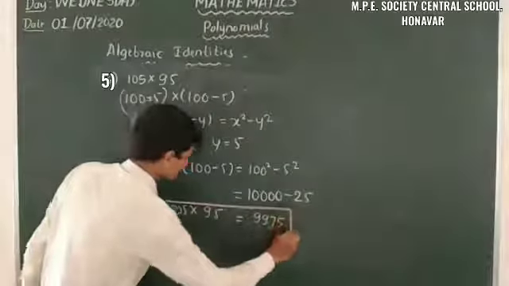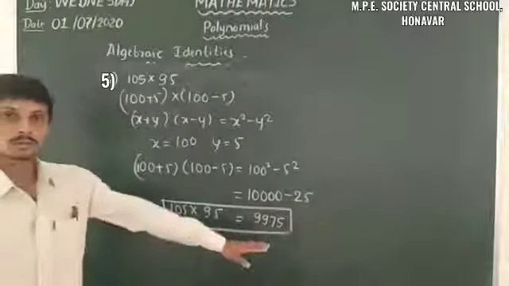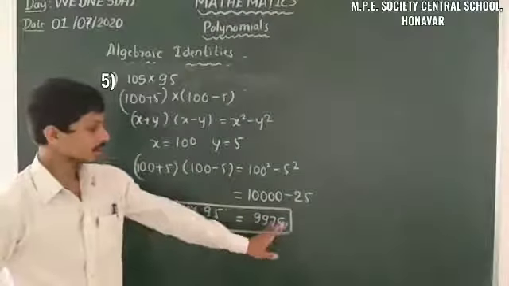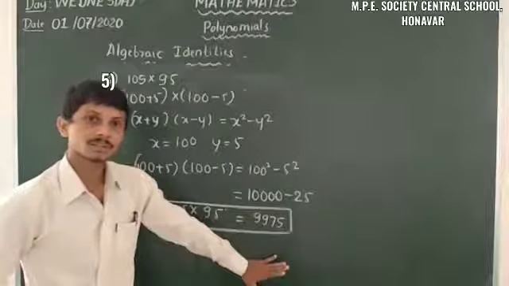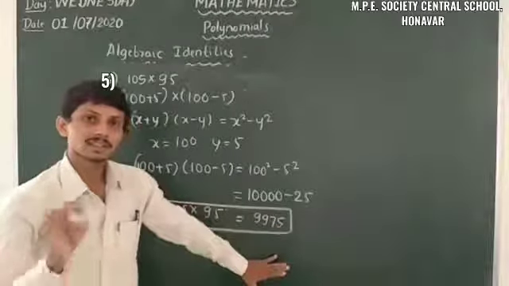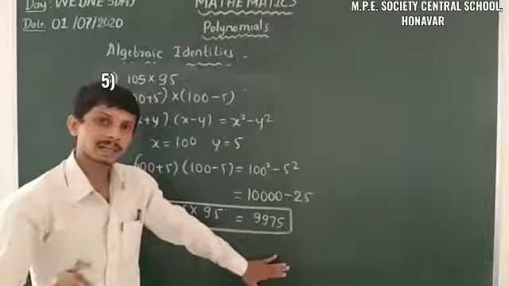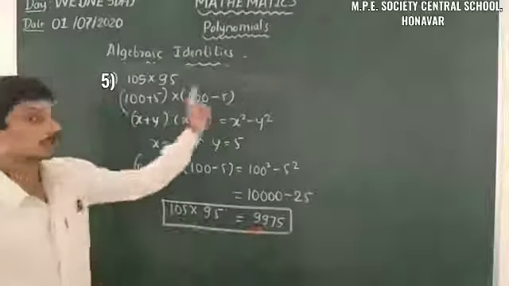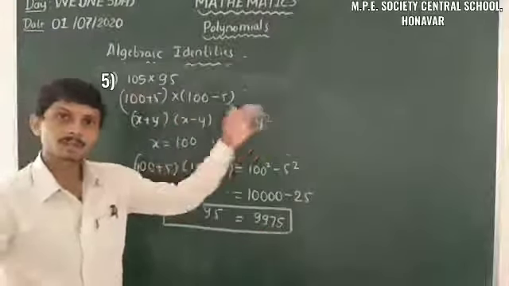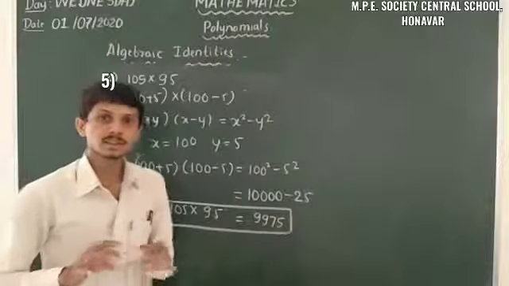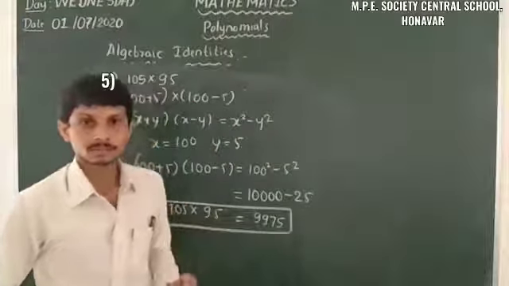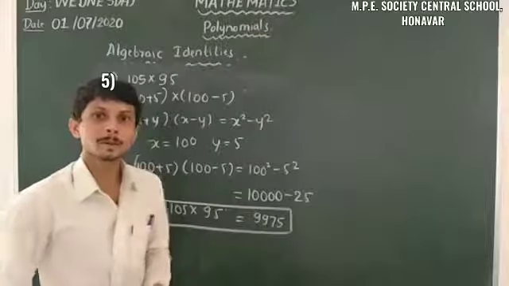After multiplying 105 and 95, we get 9,975 as the answer. So we just considered one of the algebraic identities with reference to the formula for the problem, and we got the result. It's an easier method to find the answer. So let us go to the next set of problems.